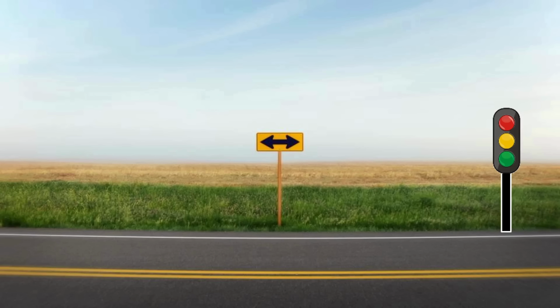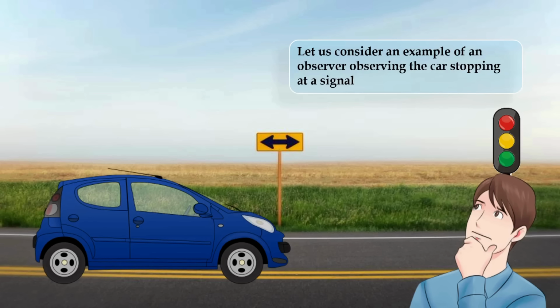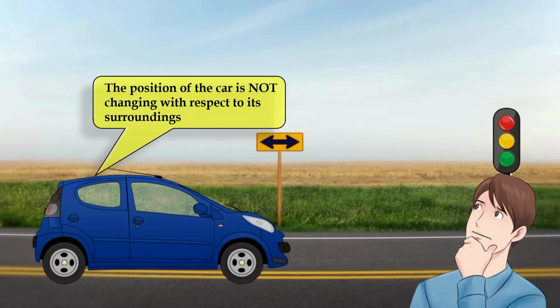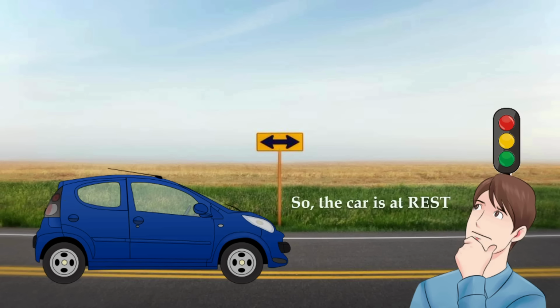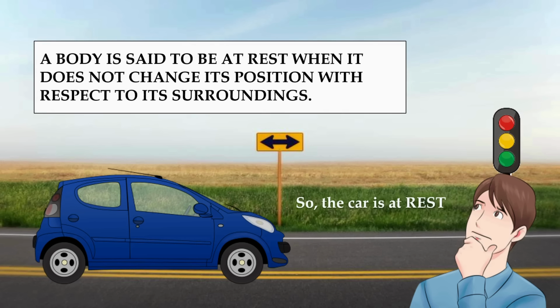Then, what is meant by rest? Let us consider an example of an observer observing a car stopping at a signal. Here, the position of the car does not change with respect to the road and nearby surroundings. So, the car is at rest. A body is said to be at rest when it does not change its position with respect to its surroundings.